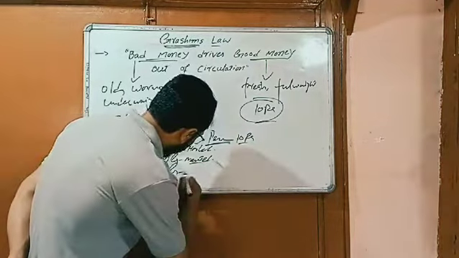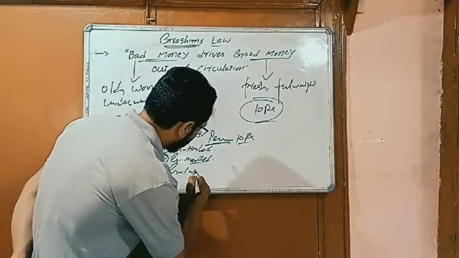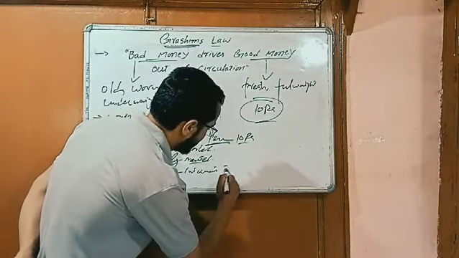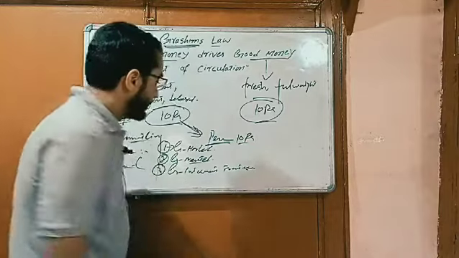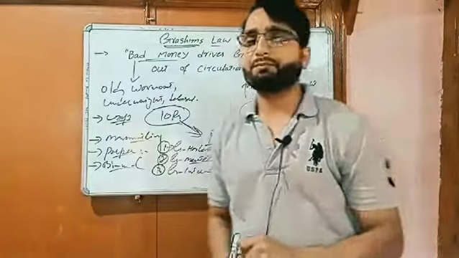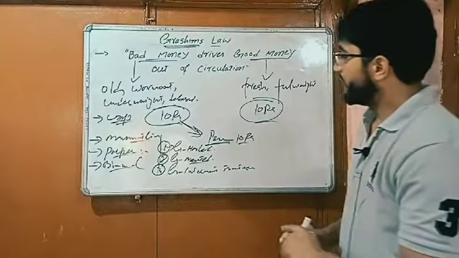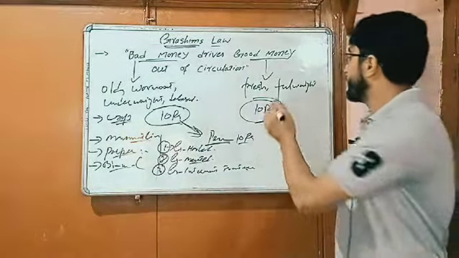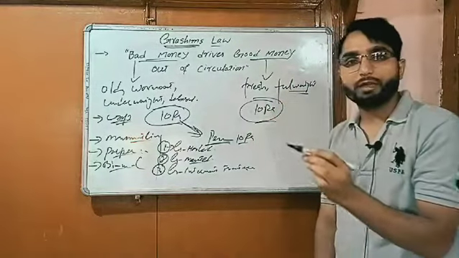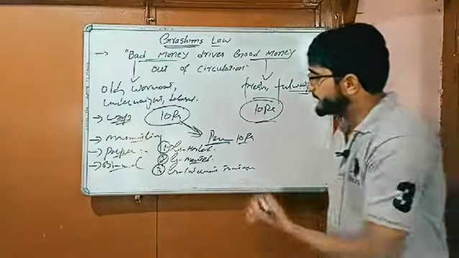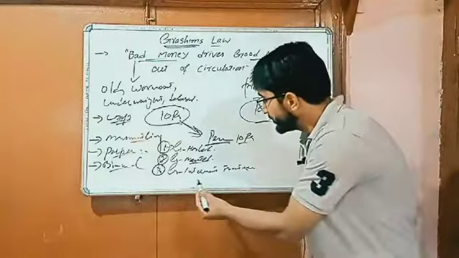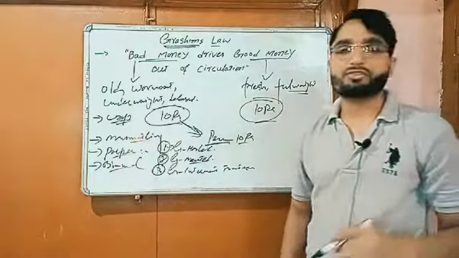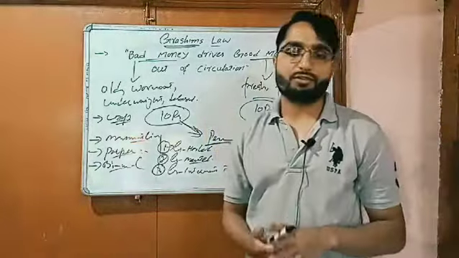Okay, and the third one is that good money is used in international transactions. Well, under the gold standard, the international transactions were done on the basis of weight. On the basis of weight. Okay, that's why people prefer to use good money in international transactions rather than in domestic transactions.